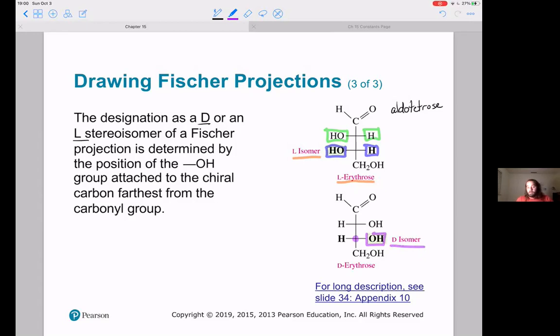Okay, how are you going to remember the D and L isomers? Well, L is on the left. Again, only talking about that last chiral carbon. So that's why it's so important that you stack it up in the correct way, where the aldehyde or ketone is closest to the top.